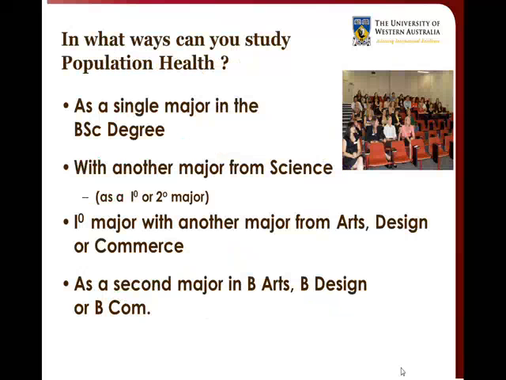So in what ways can you study population health? You can study it as a single major in the Bachelor of Science degree. You can study it with another major from science, and population health could either be your primary or secondary major. It could be your primary major, but you then select another major from arts, design, or commerce. There are some that go very nicely with population health, and I'd be happy to answer any questions about that. For example, economics goes very well with health.